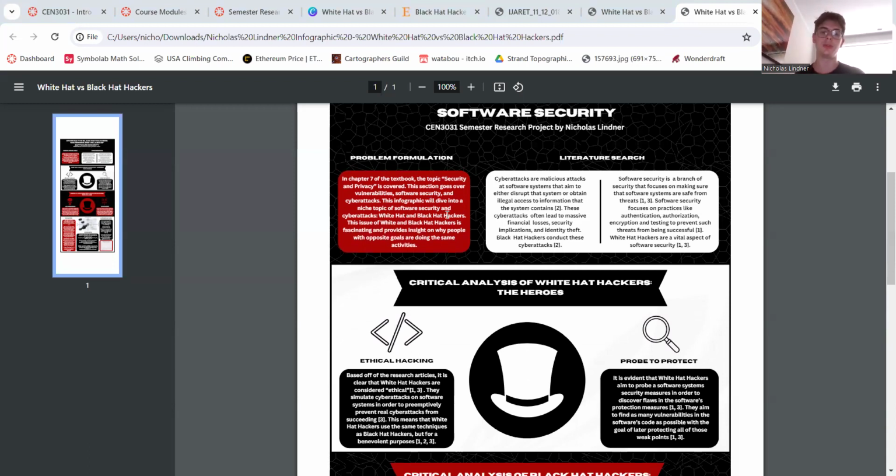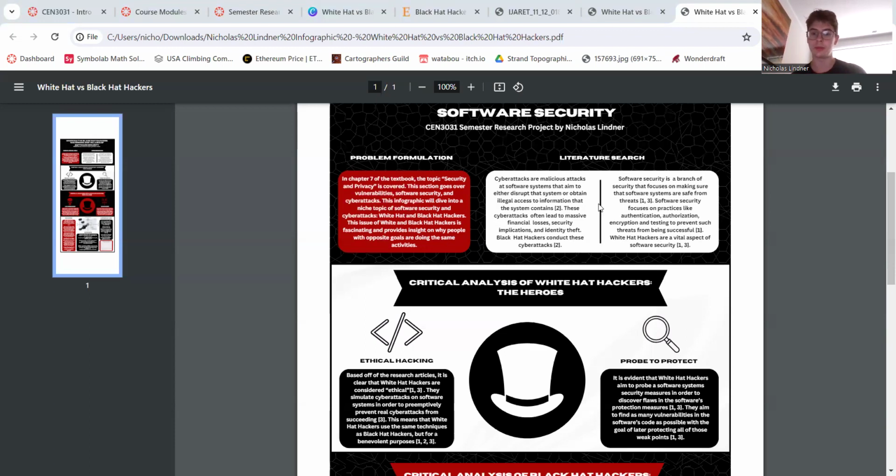So this infographic will dive into a very niche topic of this section, which is white hat and black hat hackers. I think this is a really cool topic, and it makes for a really cool infographic as well, because it talks about people who do very similar things, but have a very opposite nature. So for the literature search, I used three research articles.